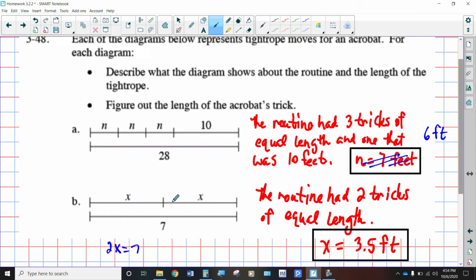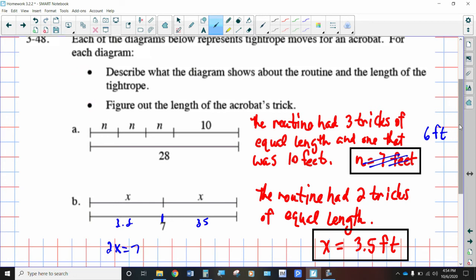Each x has to be half of 7, right? Because we're cutting 7 in half. So this must be 3.5 and this must be 3.5 if the total is equal to 7. And these two are equal to each other, right? Because x has to be the same as that x. So that's how we get x is equal to 3.5.